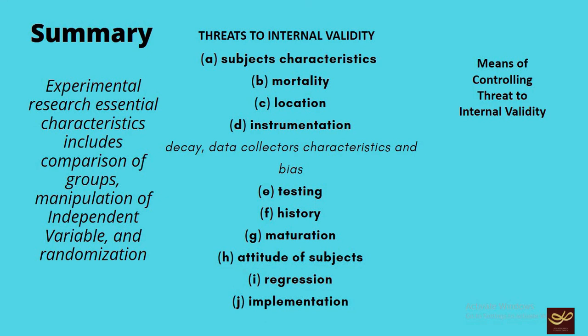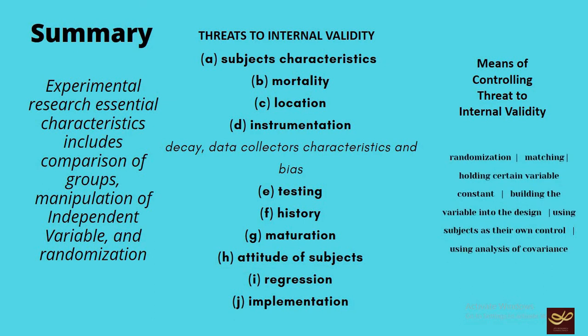Now, what are the means of controlling threats to internal validity? Detection is the key to controlling them. And after you have detected them, you can now consider performing randomization, consider matching groups or creating matching criteria, holding such variable constant, building it in your design using subjects as their own control, or you can even implement a statistical control, which is your ANCOVA or analysis of covariance.